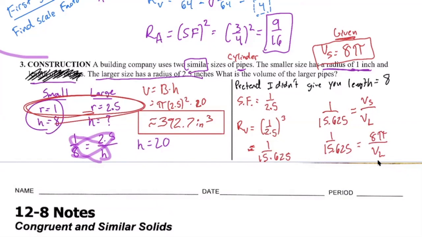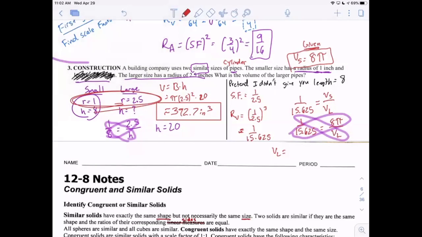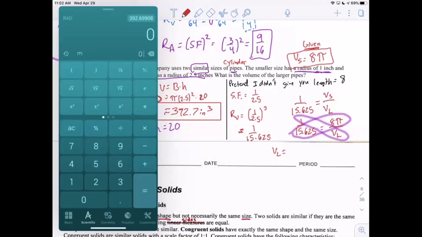So now when you cross multiply, the volume of the large one is 15.625 times 8 times pi. I'll show my calculator here. That would get me 392.7 inches cubed.